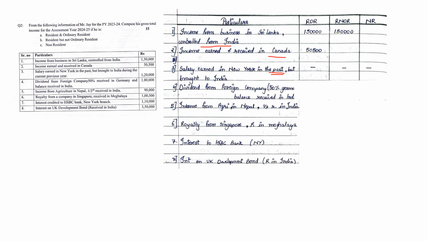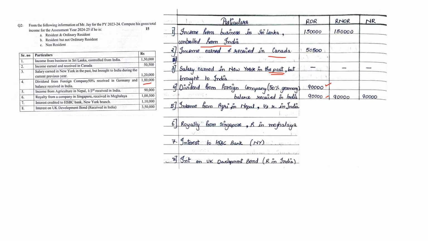It's nil. Dividend from foreign company, 50% received in Germany and balance received in India. So the one which is received in India, everyone has to pay. So 50% is 90,000. 90,000 will be paid by everyone, but that extra 50% is only paid by the first person because in Germany, foreign income. So in short, 1,80,000, the full amount will be paid by ROR because 50% being in India and 50% foreign, doesn't matter, has to pay tax. For the others, it will only be 90, 90, 90. So for Germany, it was only 90 for ROR, and for the remaining 90, everyone will pay for it.